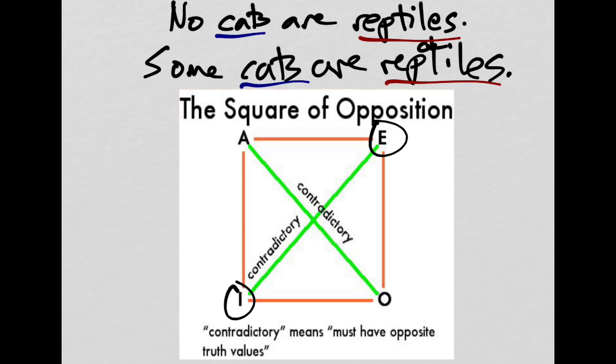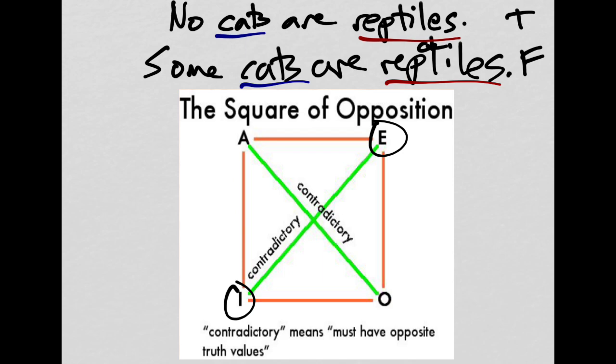And so what we're saying here is that no cats are reptiles. Of course, that is true. You can't find any cats at all that are reptiles. That's the E statement. The corresponding I statement then would be some cats are reptiles. And of course, if it's true that no cats are reptiles, it has to be false that some cats are reptiles. In other words, there cannot exist a cat that is also a reptile. And so that's what we're talking about here when we say contradictory.